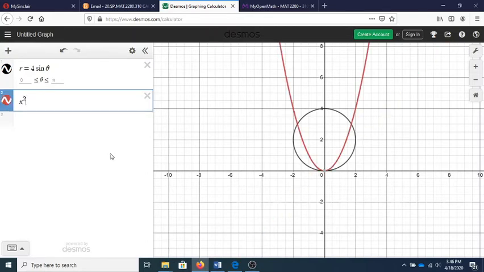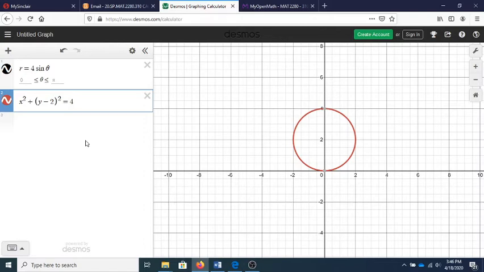x squared plus (y minus 2) squared equals 4. Well, yeah, I just drew a red circle right over the black one. It's the same thing. We did it correctly.